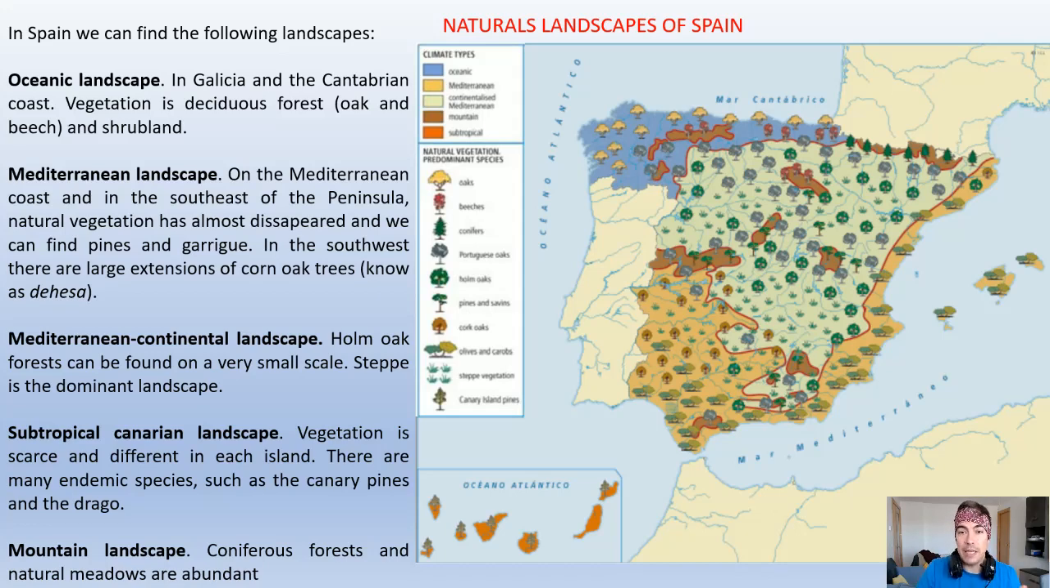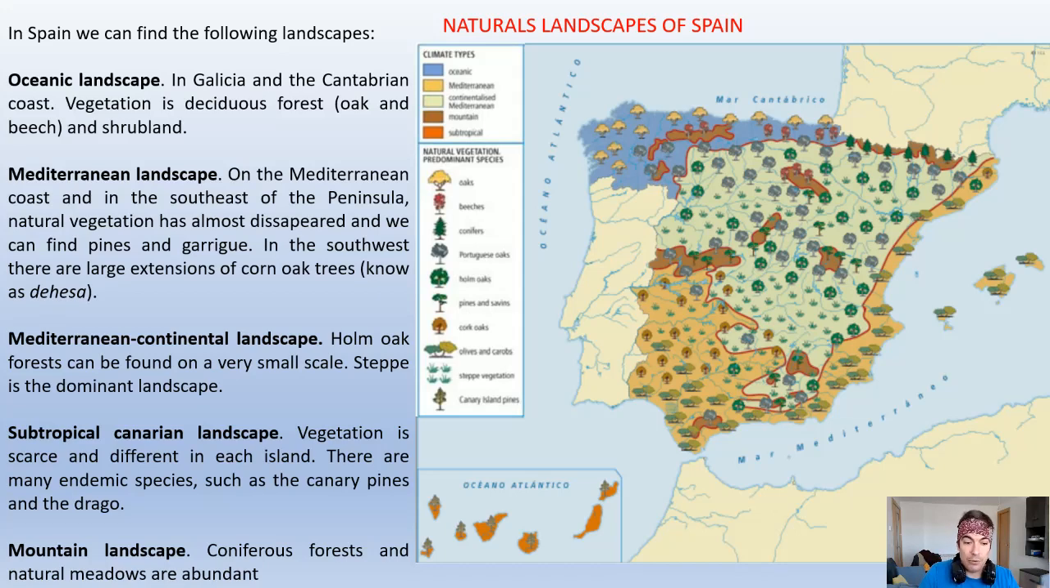is called dehesa. I haven't been able to find a word that corresponds to dehesa in English, so it is dehesa. Then we have the Mediterranean continental landscape, which is this region in light green, in which holm oak forest can be found on a very small scale because the dominant landscape is the steppe.